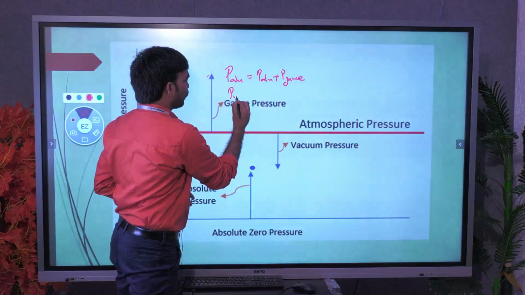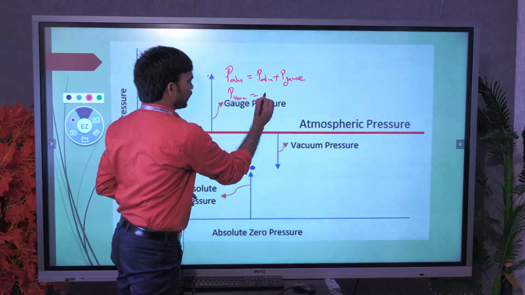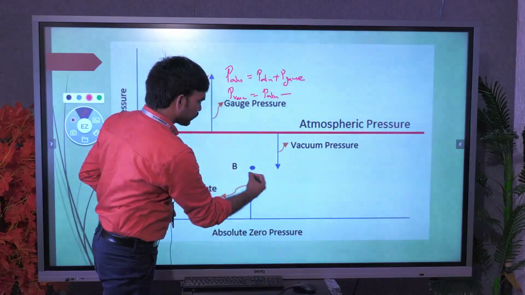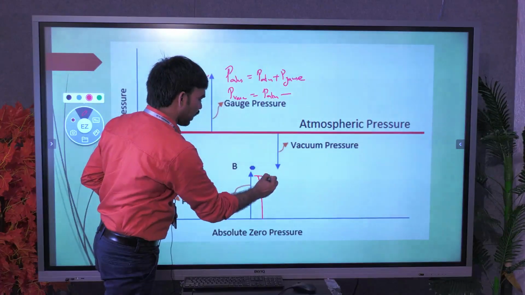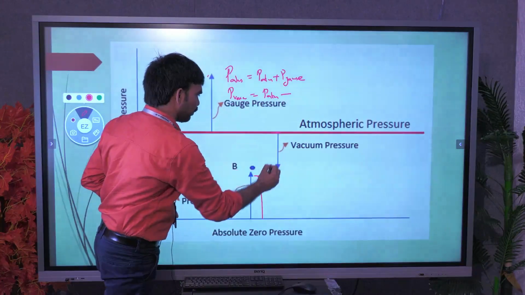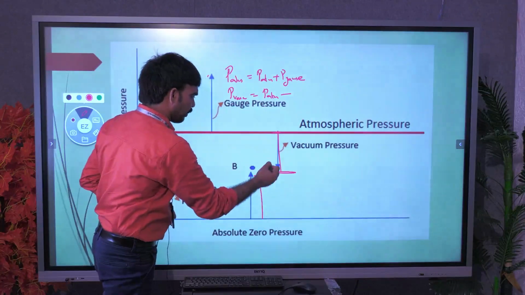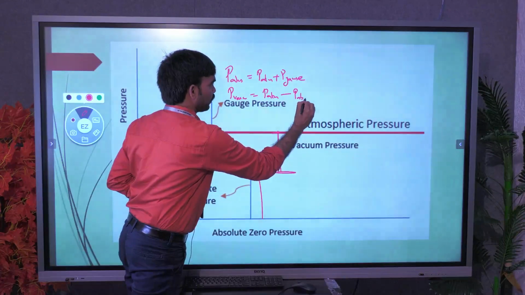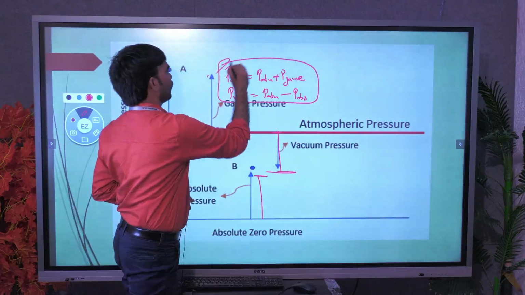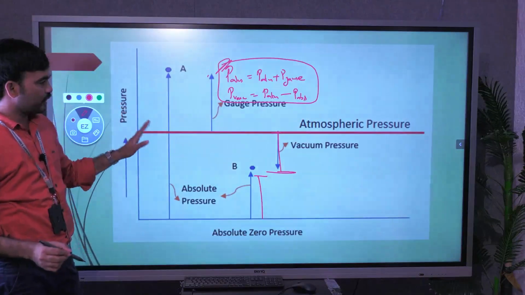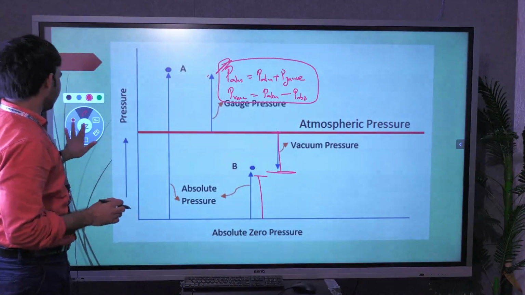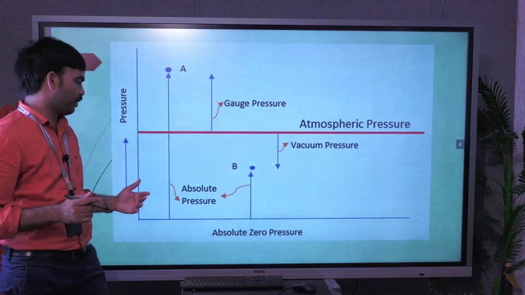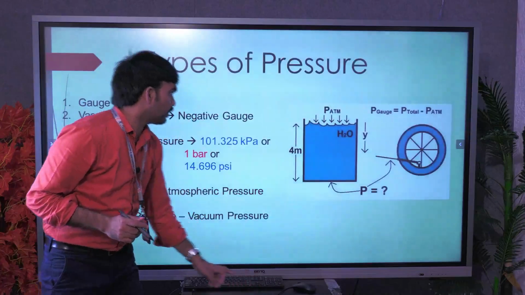Similarly, vacuum pressure is nothing but atmospheric pressure minus absolute pressure. This is the absolute pressure and this is the atmospheric pressure. If you want vacuum pressure, you have to subtract the absolute pressure from the atmospheric pressure. So this you have to remember. Okay, not remember, actually you need to understand. This is the relation between gauge pressure, atmospheric pressure and vacuum pressure. I hope you understand this concept.